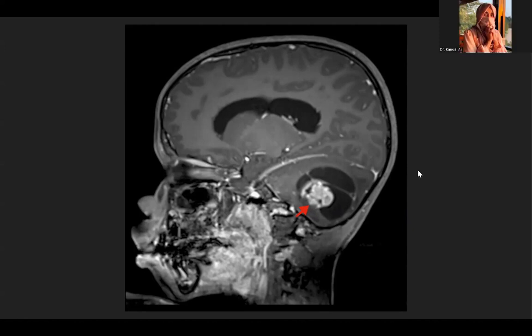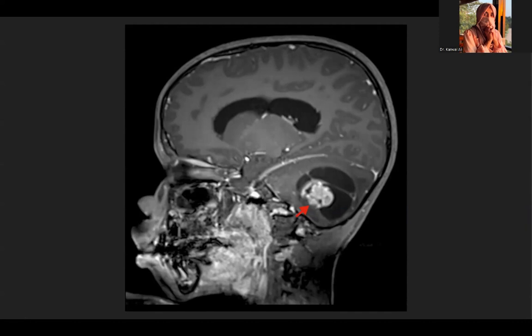Okay, so I think the differential is pretty clear. What do you think this is? My differential diagnosis will be a pilocytic astrocytoma or a hemangioblastoma. And how are you going to differentiate between both of them? On the basis of vascularity. Yes.